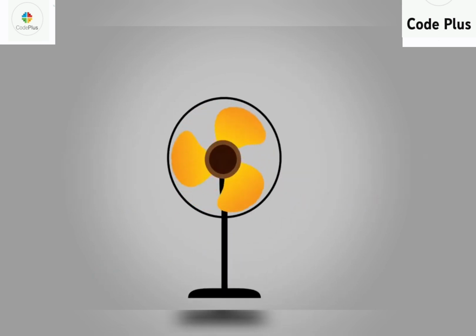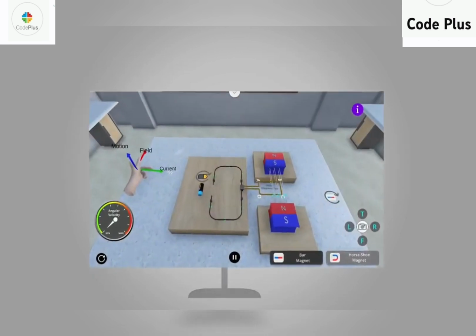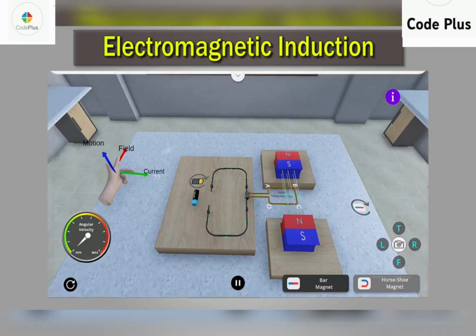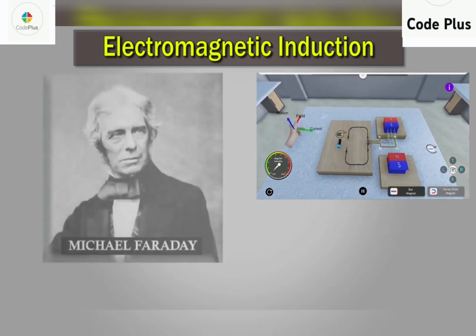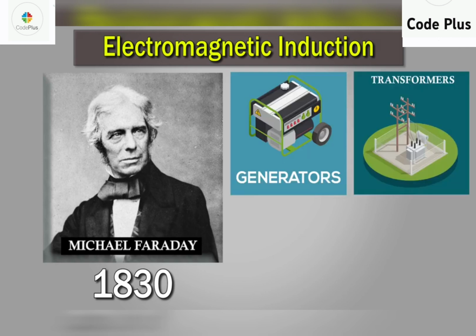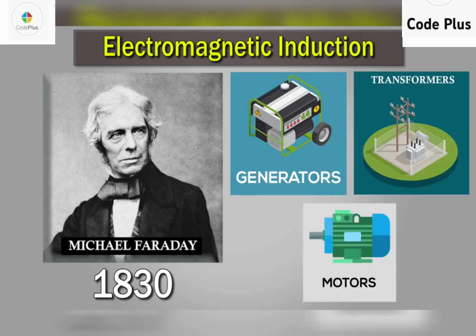Yes friends, here the process that is responsible for this rotation is called electromagnetic induction. So what do you mean by electromagnetic induction? Electromagnetic induction is the production of voltage or electromotive force due to a change in the magnetic field. And it was discovered by Michael Faraday in the 1830s. Machines like generators, transformers, and also motors work on the principle of electromagnetic induction.